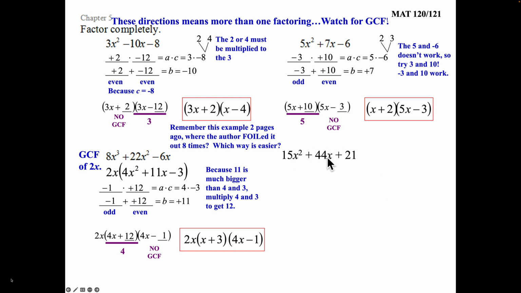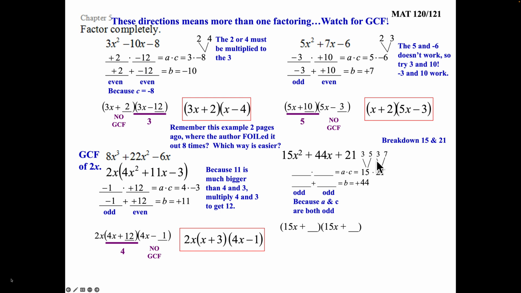15x squared plus 44x plus 21. Gadzooks. Even with odds. Ooh, this could be crazy. So plus plus, we need 15x plus something, 15x plus something. What two numbers multiply to be 15 times 21? And they have to add up to be 44. So here, let's break this apart. 3 times 5, 3 times 7.